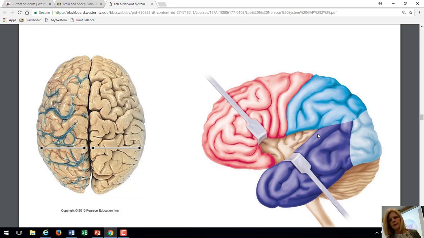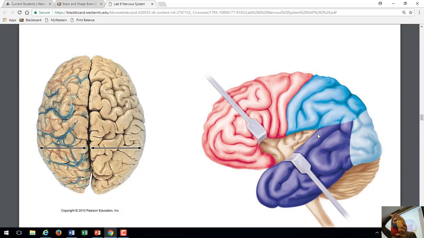Lateral. So if you look at your sheep brain or your brain model, it's on the side of the brain here, and it divides the lobes that we're going to talk about in a little bit. But this is the lateral sulcus, the lateral fissure. And then the central sulcus. Not all of our sheep brains show this very well, but in this particular model, I can see there's a blue and a red gyrus, and then in between there is the central sulcus.